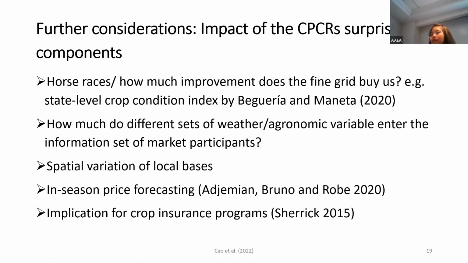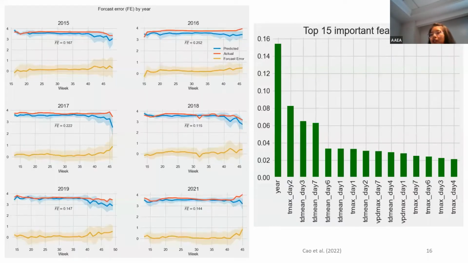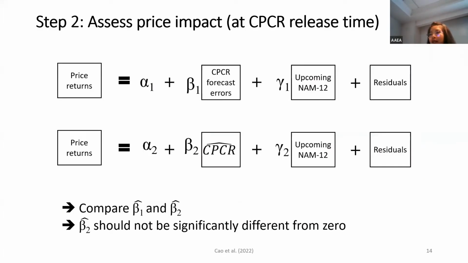I wonder, can you show the regressions again, please? Yeah, just a very simple one. Sure. The thing is, for example, the surprise component is that the harvest is going to be better than expected, or worse than expected.